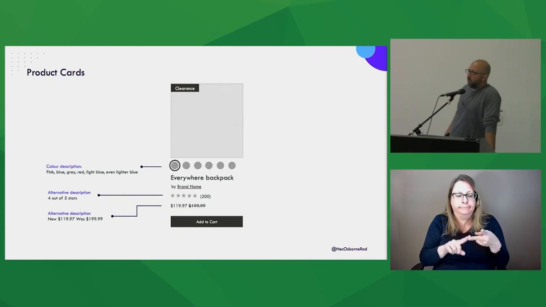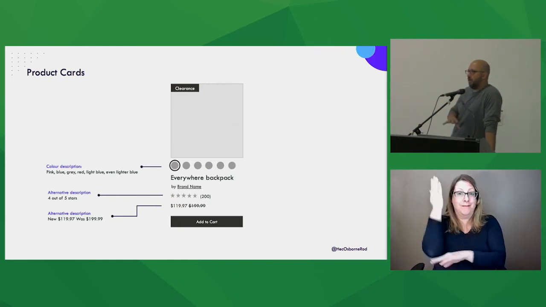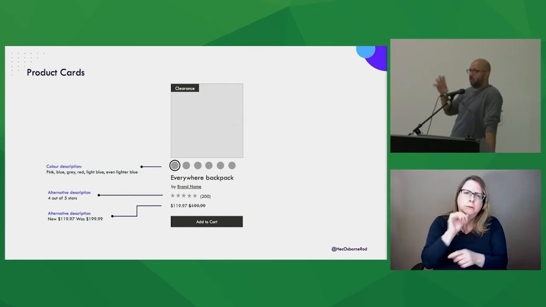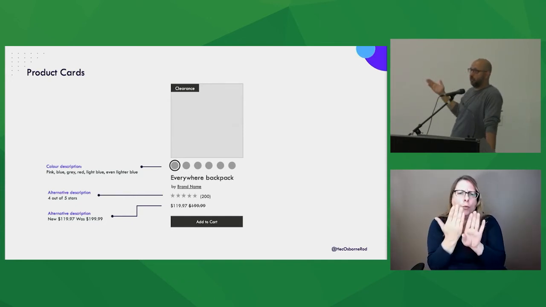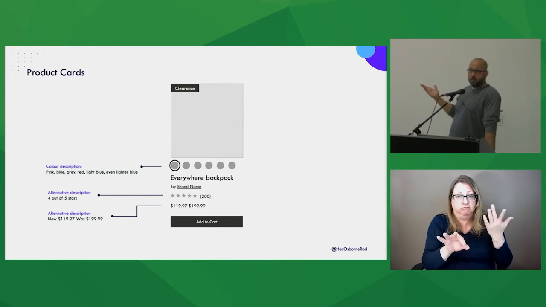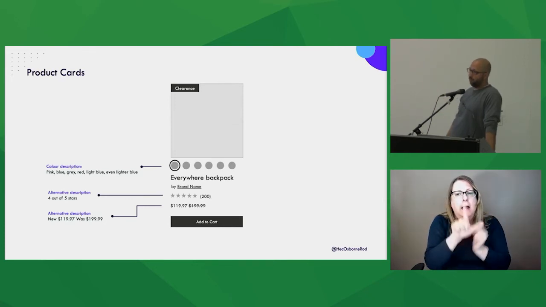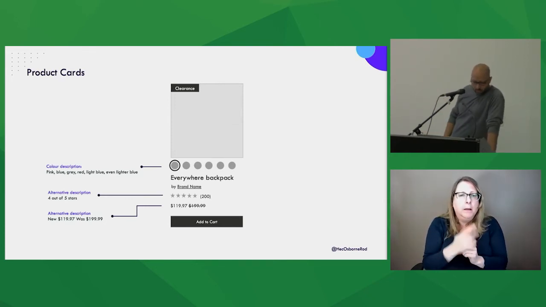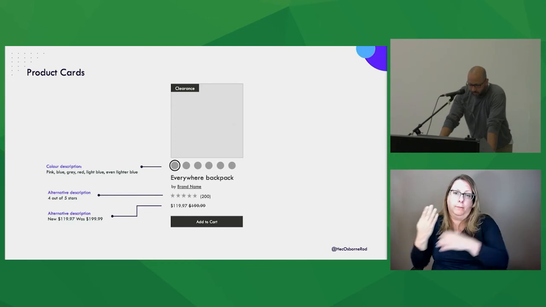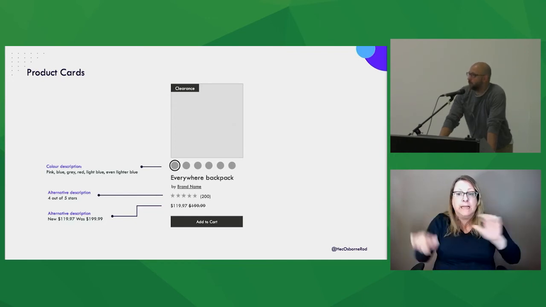What happens if I were colorblind? Or what if my monitor is not working? What if I'm presenting at a conference, as we're doing right now, using a projector on a screen that doesn't have the proper color contrast ratio? You won't be able to determine what the colors are, right? So we use labels for them. The labels that I've used are pink, blue, gray, red, light blue, even lighter blue.